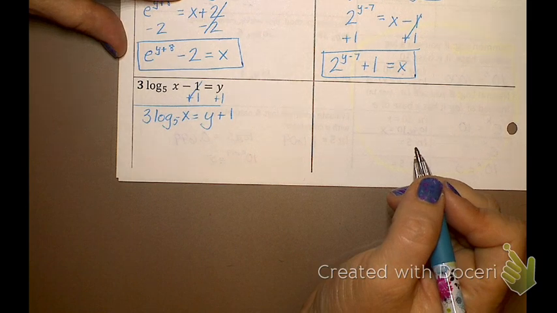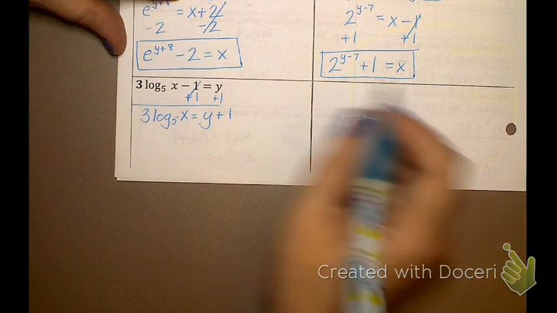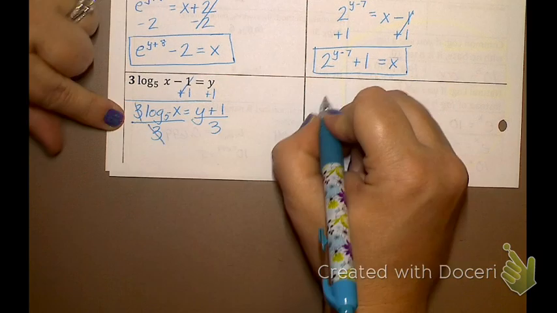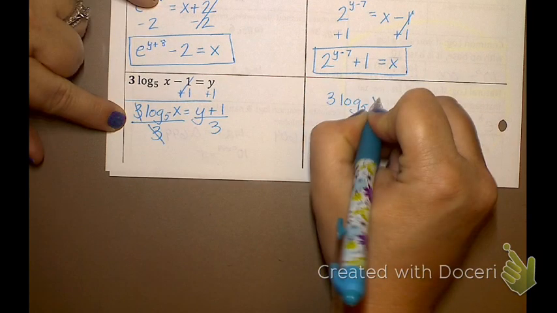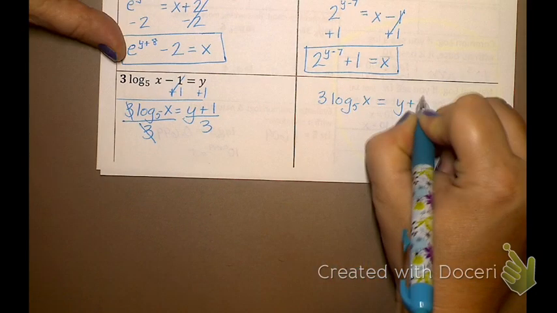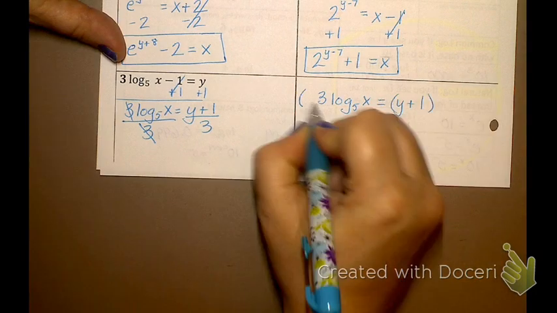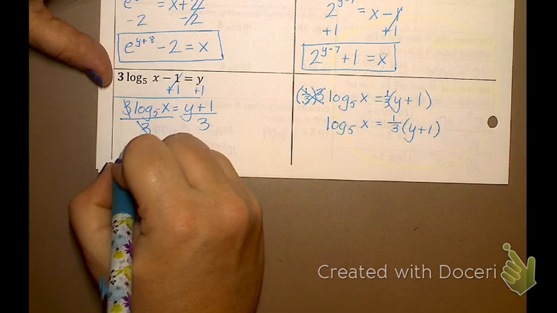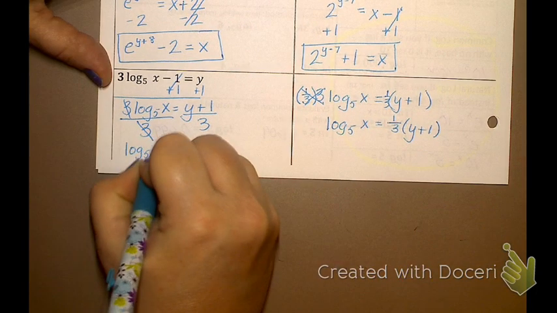I have 2 options. I can either divide by 3, which would look like this. It's kind of ugly, isn't it? Or, my alternative is I can multiply both sides by the reciprocal of 3, which is what? 1/3. Now, if I do that, I have to make sure to put this side in parentheses. So this gives me log base 5 of x equals 1/3 (y plus 1). You can go ahead and distribute if you want to, or you could just leave it like that. Over here, I have log base 5 of x equals (y plus 1) over 3.